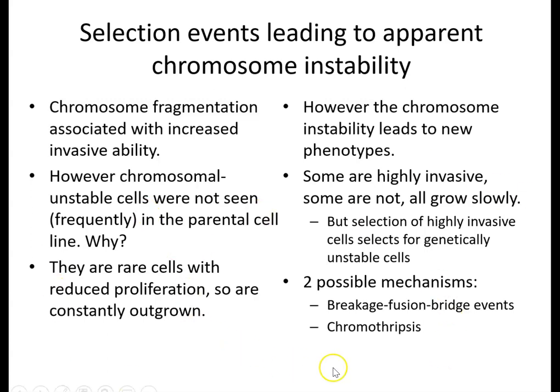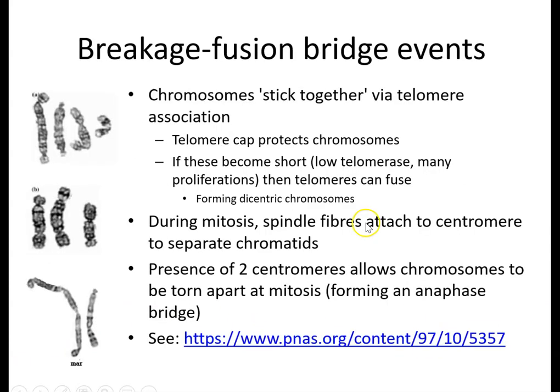There are multiple mechanisms by which huge levels of chromosome instability can occur. One of them is breakage-fusion bridge events, one of them is chromothripsis, so we'll have a look at those. So breakage-fusion bridge events are what was occurring in my study on uveal melanomas many years ago, because one thing that I noticed in this particular study is we got lots of telomere associations. So this is where the telomere of one chromosome sticks to the telomere of another chromosome, and you end up with what's called a dicentric chromosome.